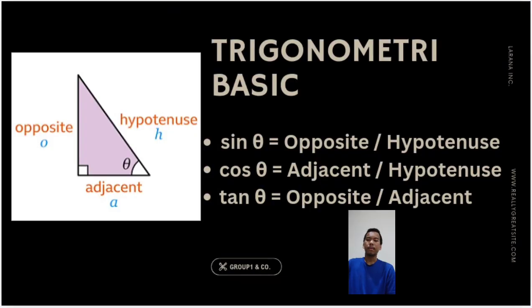So here are some trigonometry basics. As you can see in the picture of the triangle, it has some labels such as opposite, hypotenuse, and adjacent. So there are three basic formulas for trigonometry. Number one is sine theta equals opposite per hypotenuse. Then we have cos theta equals adjacent per hypotenuse. And lastly we have tan theta equals opposite per adjacent.